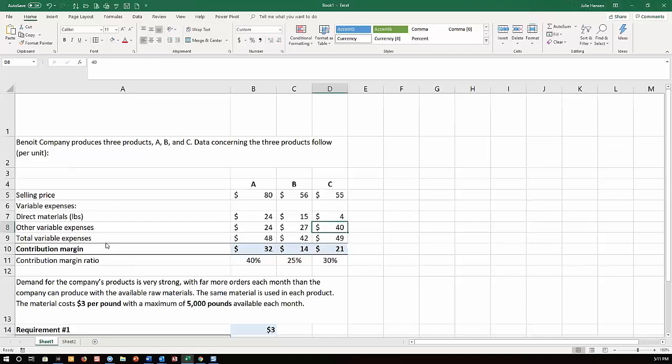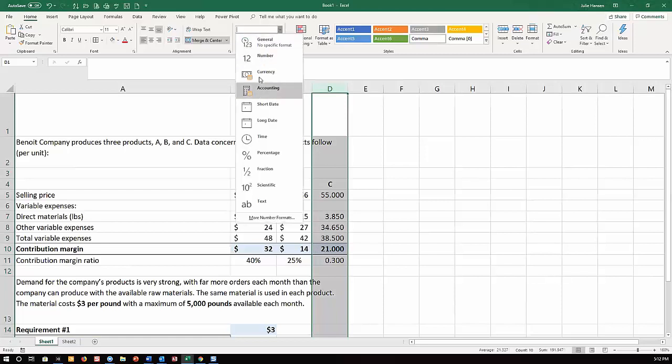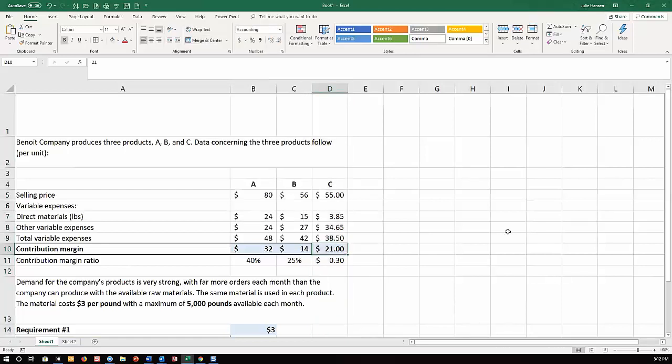Okay. Do you want to give me the other variable? Those didn't really matter, but the other variable expenses is 34.65, and the total variable expenses is 3850, and the contribution margin is 1650. Hang on. Okay, hold on. My contribution margin is 55 minus 38.50, 16.50, right?